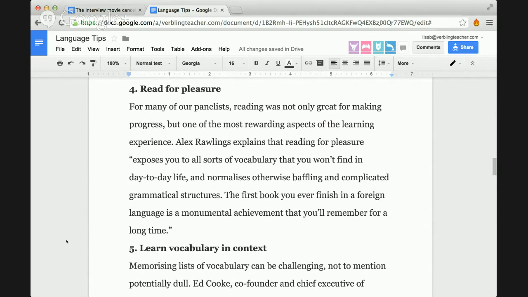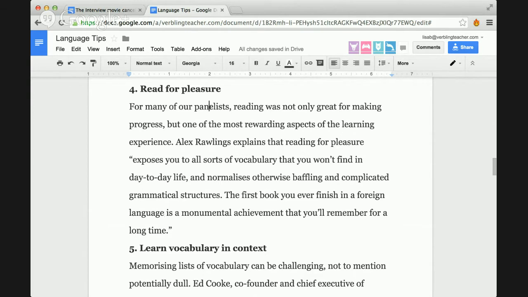Read for pleasure. For many of our panelists, reading was not only great for making progress, but one of the most rewarding aspects of the learning experience. Alex Rawlings explained that reading for pleasure exposes you to all sorts of vocabulary that you won't find in day-to-day life, and normalizes otherwise baffling and complicated grammatical structures. The first book you ever finish in a foreign language is a monumental achievement that you'll remember for a long time.